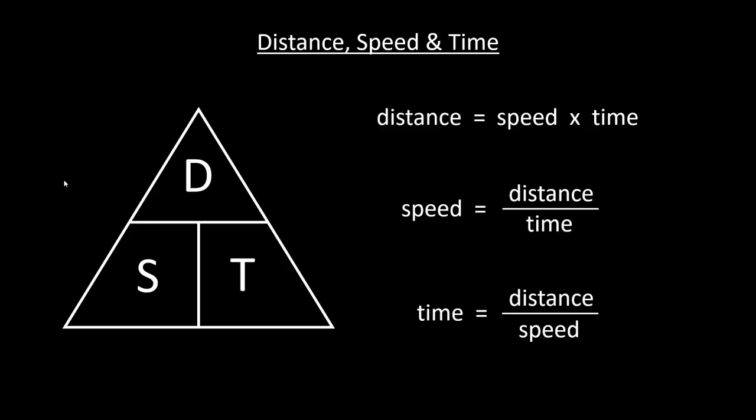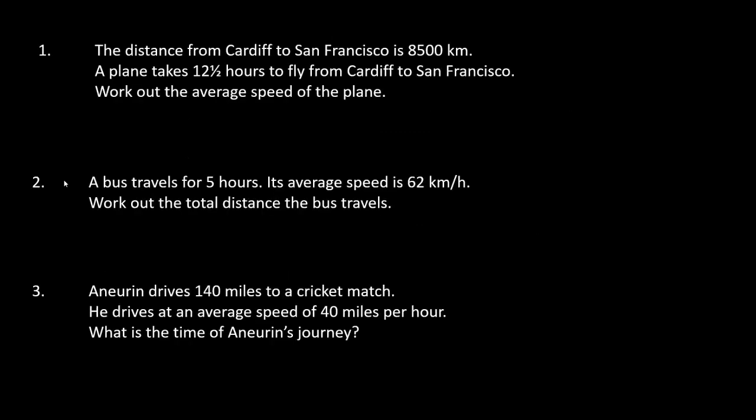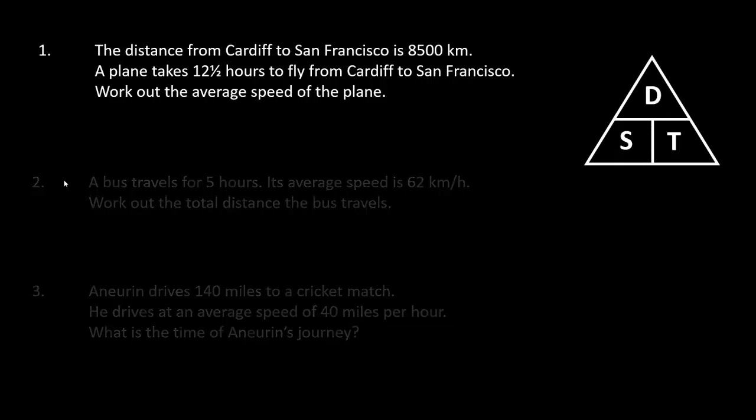So let's see how we use it. Let's have a look at questions 1, 2 and 3. We'll do 1 together and then you can have a go at 2 and 3. So question 1. Let's get our triangle, DST, and let's cover up the other questions a bit. So we've got the distance from Cardiff to San Francisco. It's 8,500 kilometers. Plane takes 12.5 hours to fly. Work out the average speed of the plane.